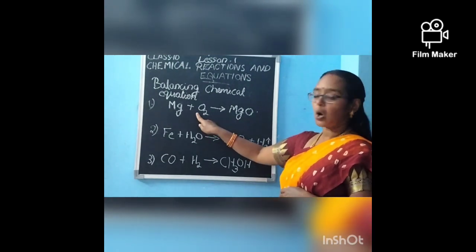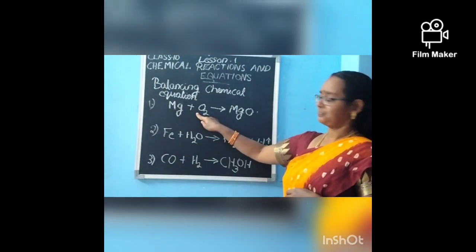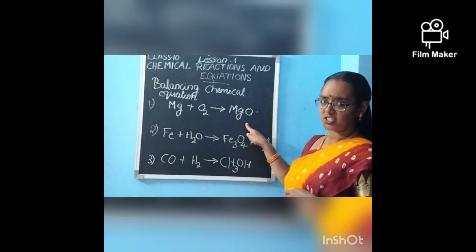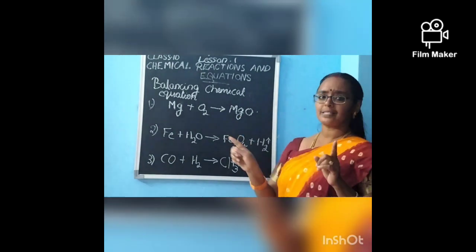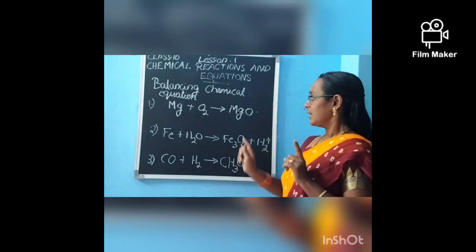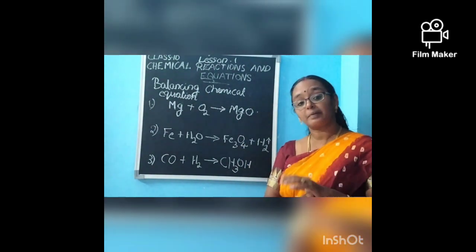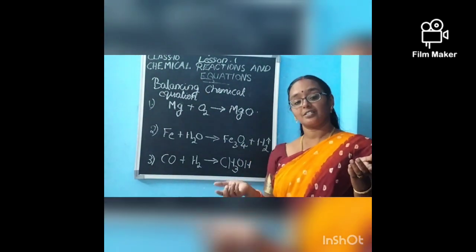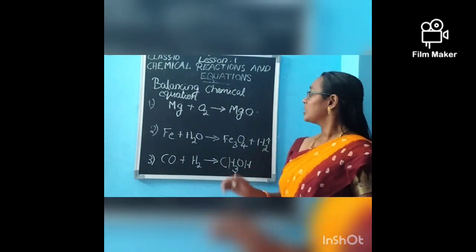See, here oxygen, how many atoms are there? 2. How many oxygen atoms here? Only 1. So we can say it is not balanced. If it is balanced, the number of atoms on the LHS as well as the RHS should be the same. Okay, dears? So how can we do it?